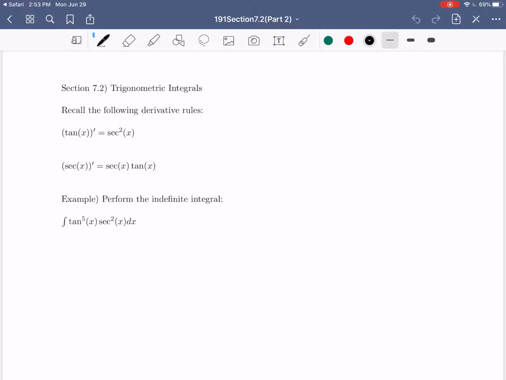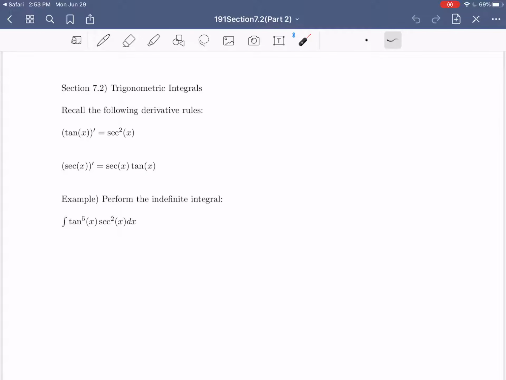So if we saved one of the trigonometric functions, that would be enough to be the catalyst for that substitution. When working with tangents and secants, we have a similar approach, but we have to be a little bit more careful, because the derivatives of tangents and secants are slightly more complicated. So before we jump into these integrals, let's recall these two derivative rules. Remember that the derivative of tangent is secant squared, and the derivative of secant is secant tangent.